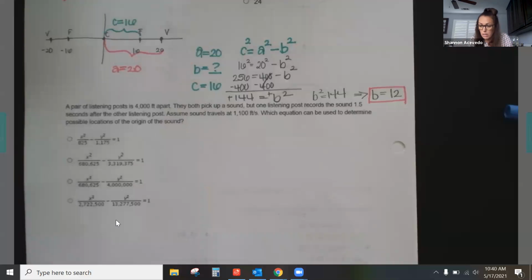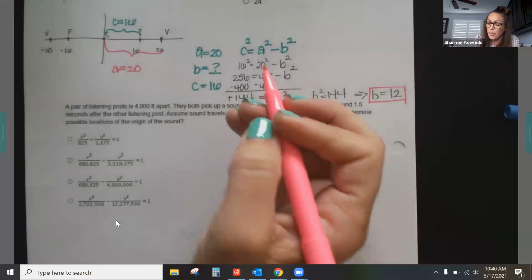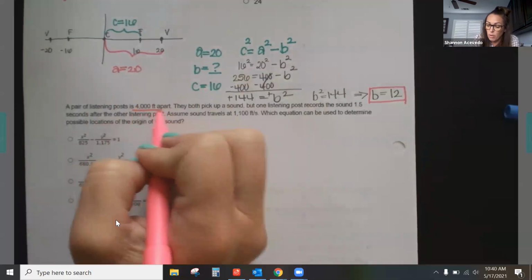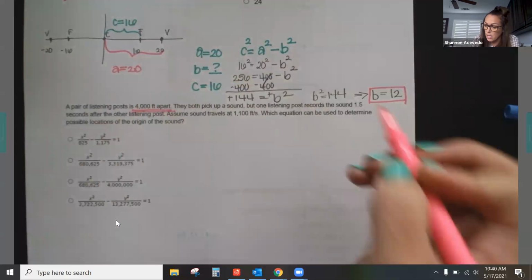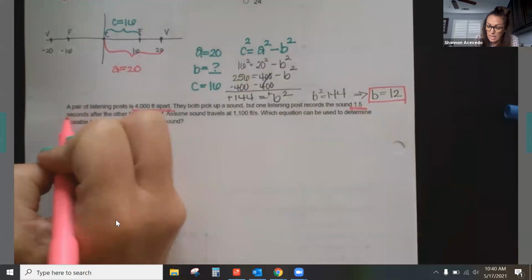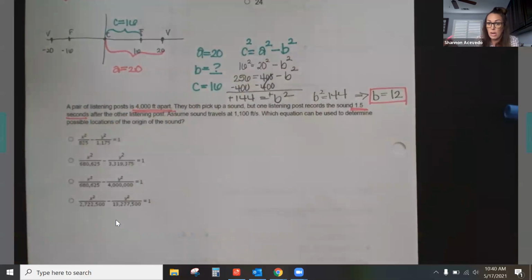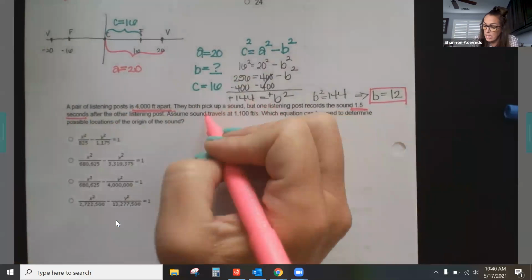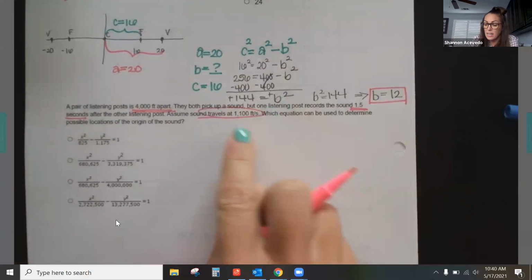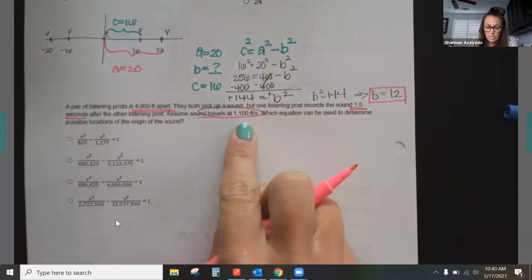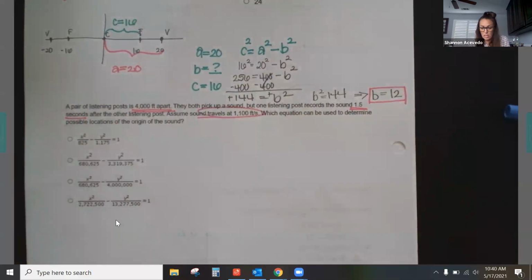Let's see if I could speak. Of the origin of the sound. So I know that the listening posts are 4,000 feet apart. I know that it's 1.5 seconds. One hears it and then one hears it 1.5 seconds later. Sound travels at 1,100 feet per second. So all kinds of different pieces. So let's go ahead.